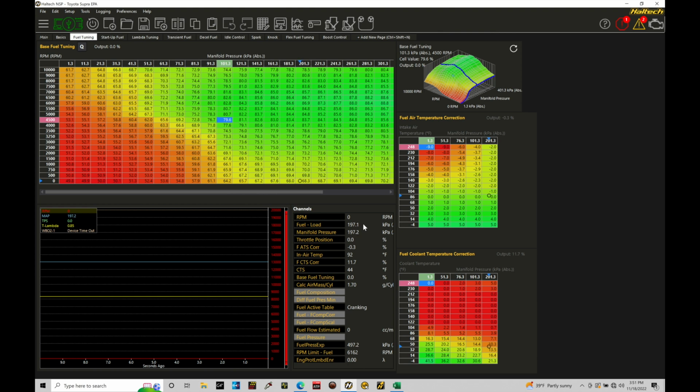Right now, we can see that it's off. It's not reading accurately at all. It's showing 197 kPa, which is the equivalent of about 14 PSI of boost. So the engine's not running right now, and it's showing that I'm building almost 14, 15 pounds of boost.